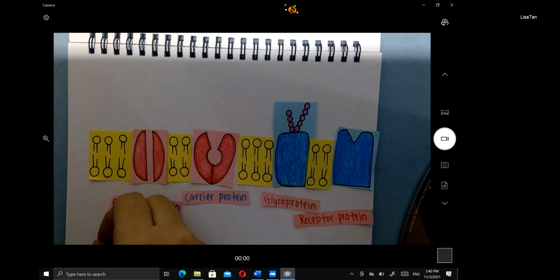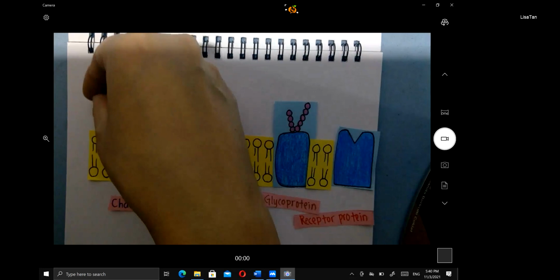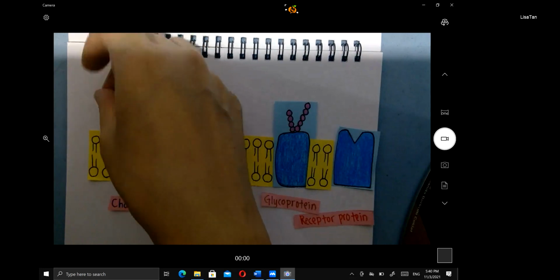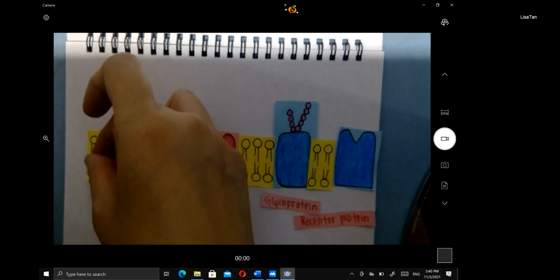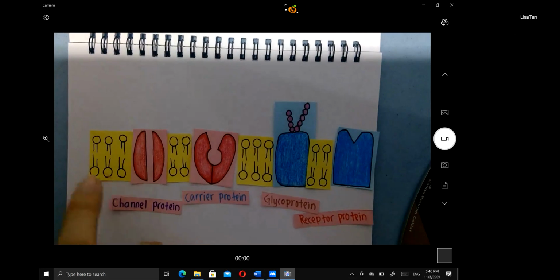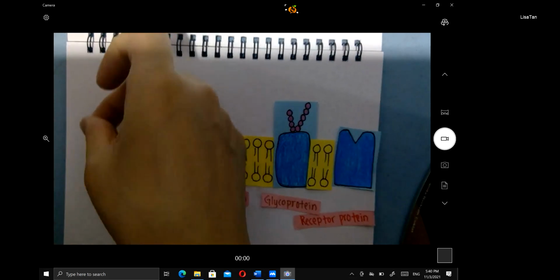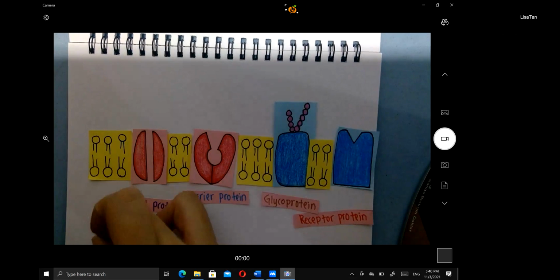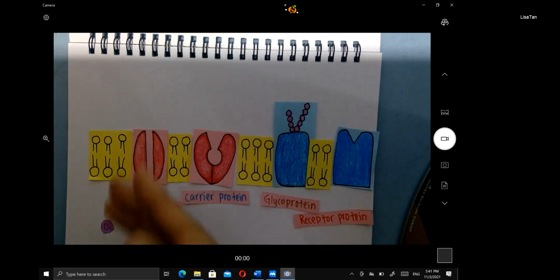The cell needs the oxygen. But because the oxygen is non-polar and very small, it can just pass through the phospholipid bilayer. This is the phospholipid bilayer, right? So the oxygen can diffuse through the phospholipid bilayer and then get inside the cell.